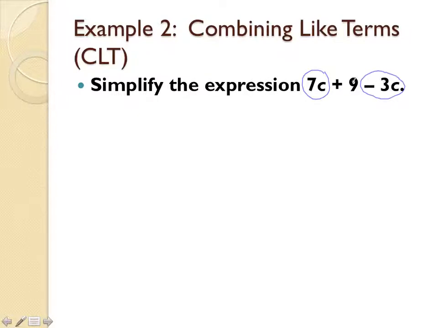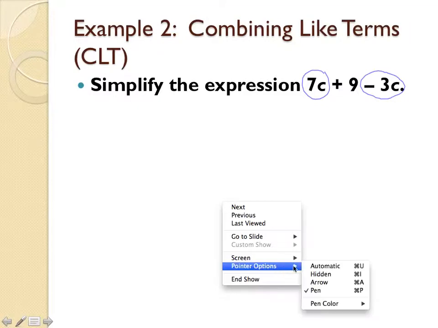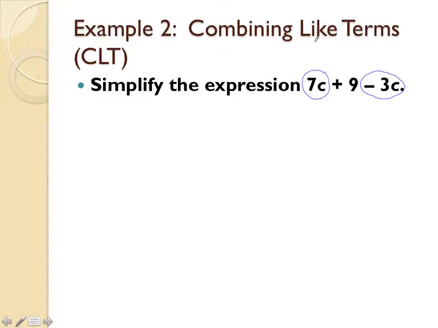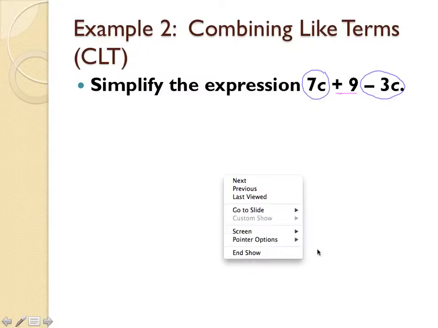Okay? Now, to simplify these expressions, well, actually, let's look back here, and I'm going to choose another color. Let's go with magenta. And my other term that's left over, I will just, in this case, I'll underline. And I'm going to underline it with magenta, and that term is +9. So now I can easily see what terms are alike because I've used the same colors and the same shapes.